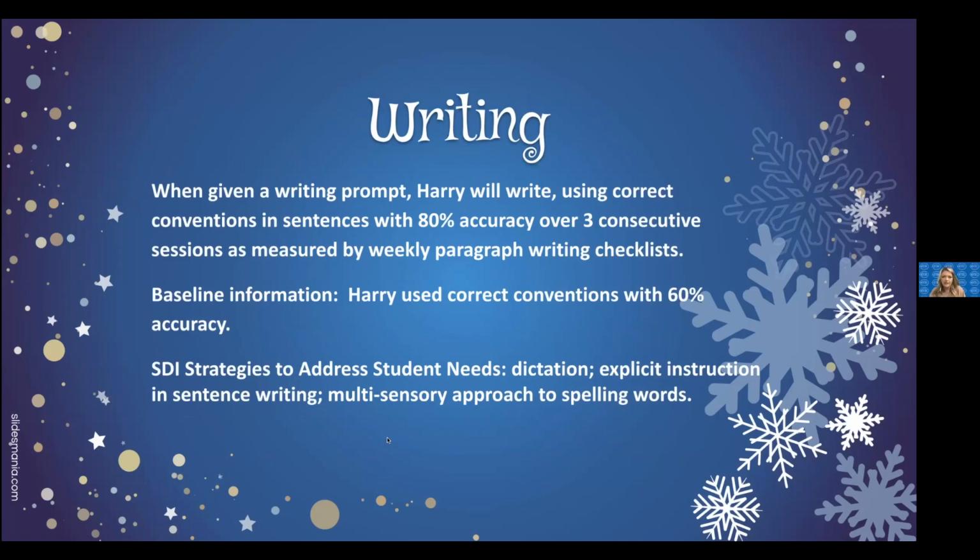Okay, and then looking at the writing, we did not have a writing goal for December that we talked about doing the progress monitoring. We just had the reading, math, and behavior last month. But this is a goal that we used earlier when we were establishing baseline and writing goals. And so this one is about Harry, and he's using writing conventions with 80% accuracy. Now, writing conventions includes your spelling, your punctuation, and grammar.